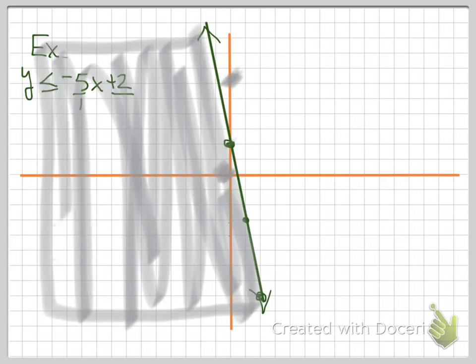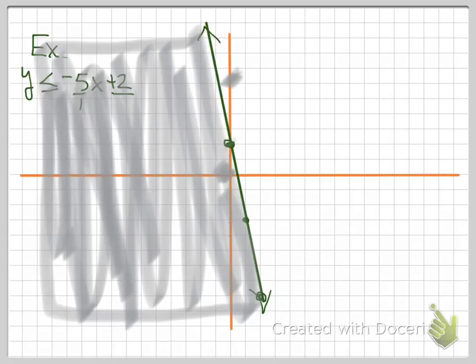So shading, shading, shading, and again, all those points in the shaded area are considered solutions, and so is any point on the line since it's a solid line. So that's a quick example of those. Let's look at some more.